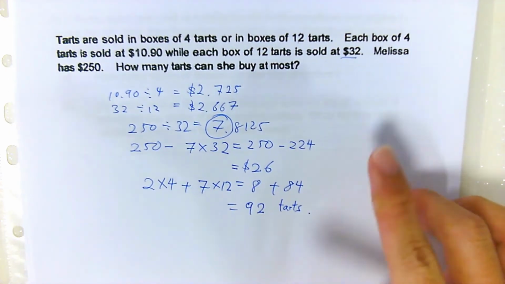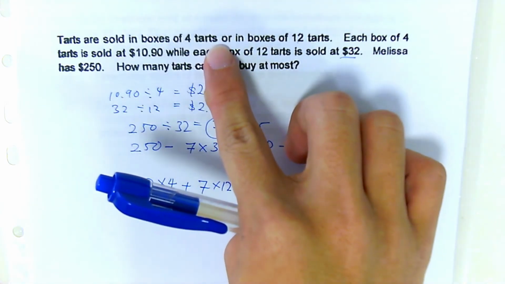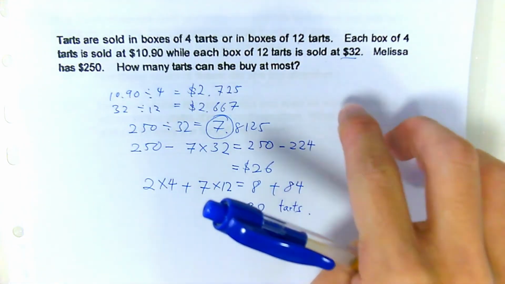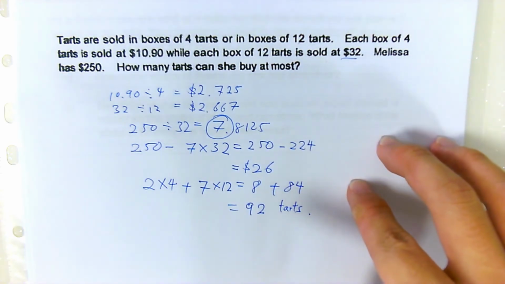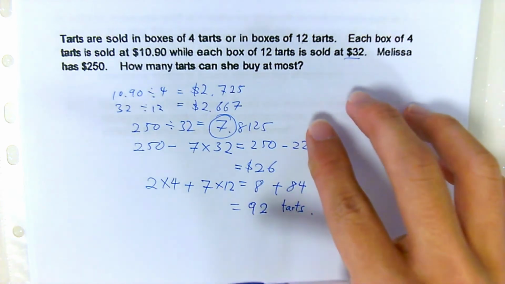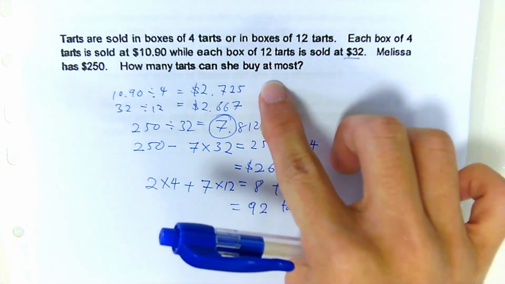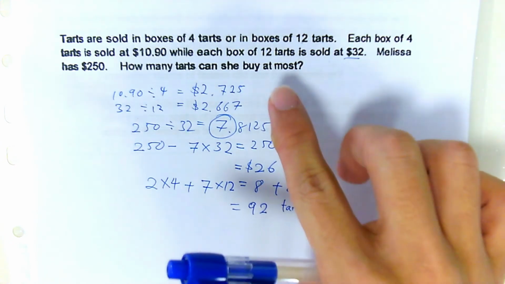Very simple. So questions like this, especially this kind of question with boxes of 4, then boxes of 12, then how many can she buy at most? Students typically look at this question and start panicking. Don't be so frantic. Relax first. Try to find out as much as you can. Even if you do not know how to find the final answer, just do as much working as you can to find out all the micro details.